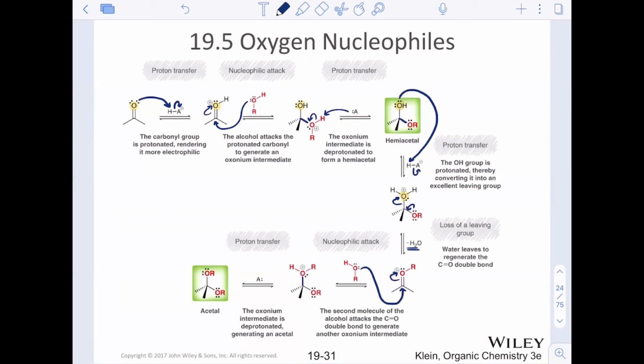And then with that new bond, we want to deprotonate it. So it's essentially two of our acid catalyzed reactions back to back to get those two new oxygen-carbon bonds.